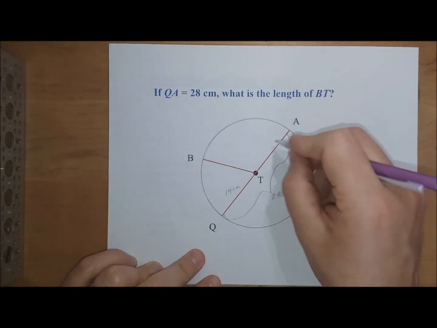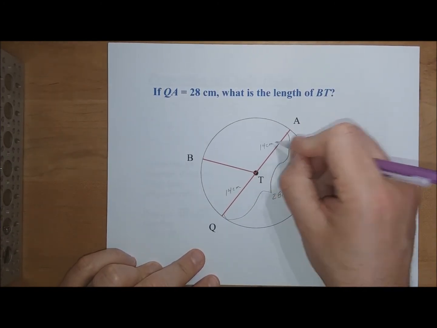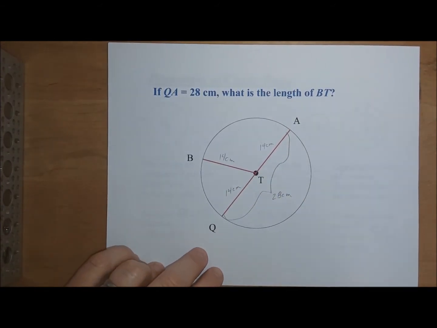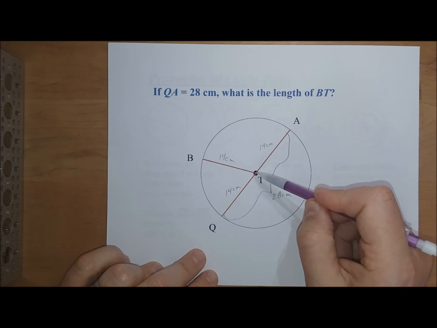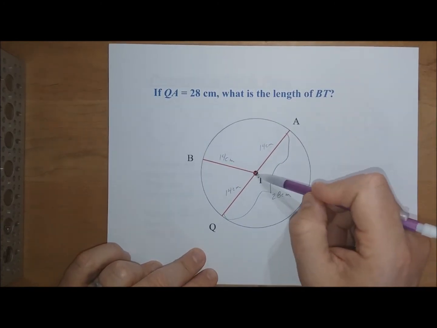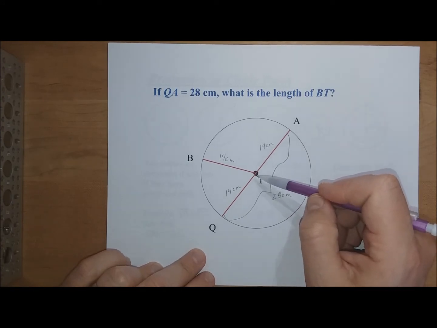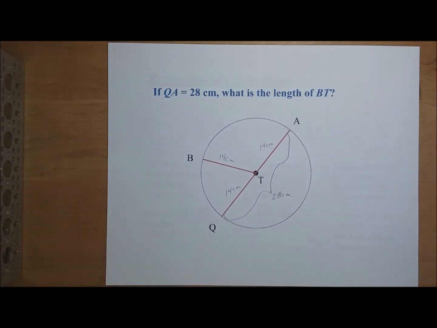And that means that every other radius in the circle would also be 14 centimeters, because don't forget that fundamental definition of a circle. It is the locus of all points that are equidistant from some other point, which is the center of the circle. That means every radius in the circle is going to have the same measure.